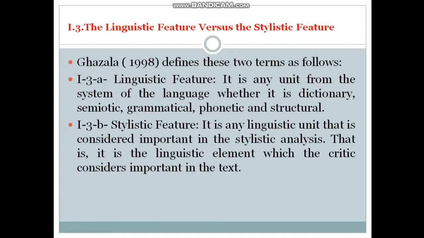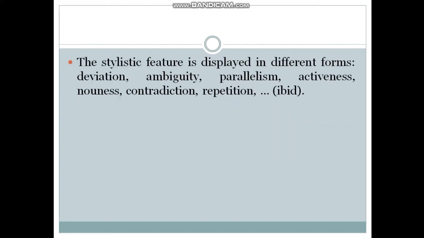The second type is the stylistic feature. The stylistic feature is also a linguistic element, but one that is important in the text. It is not any linguistic element, but the linguistic element which is considered important in the stylistic analysis. There is something which makes this linguistic element important, and it becomes a stylistic feature. It is the linguistic element which the critic considers important in the text. Now, when do I consider a linguistic element a stylistic feature? When it is used in a particular way that attracts the attention of the reader.